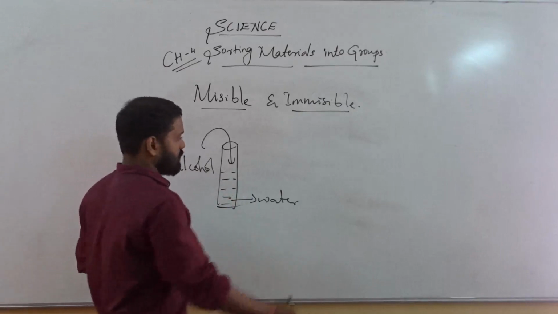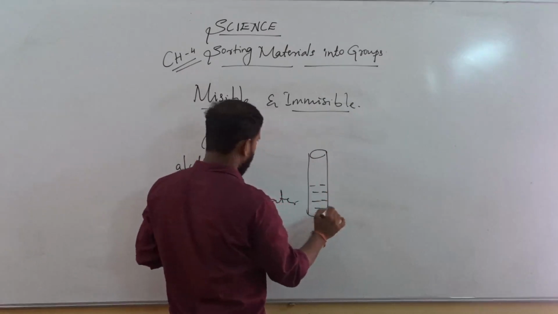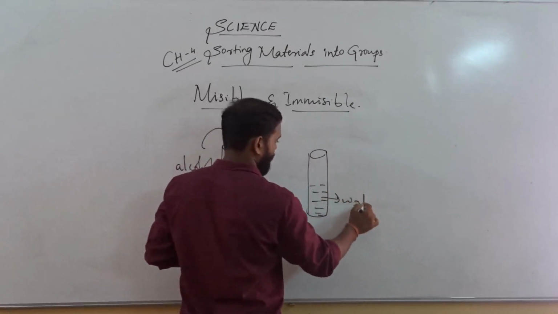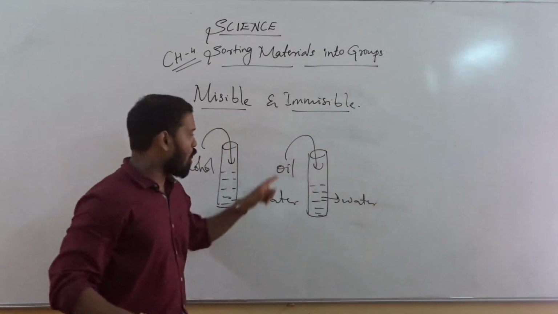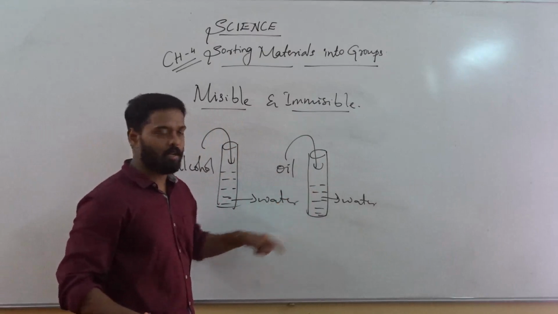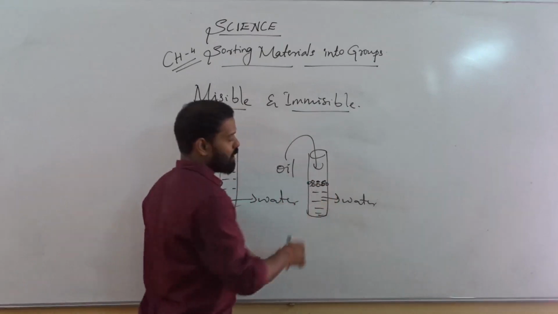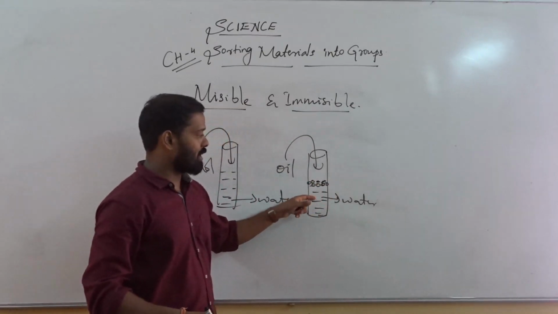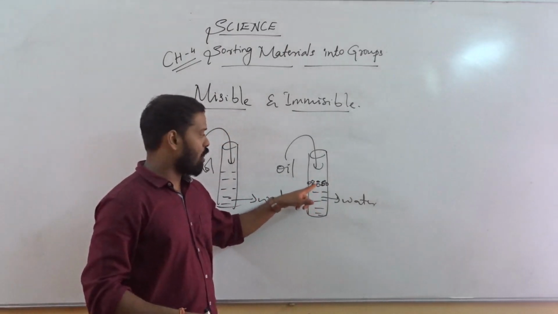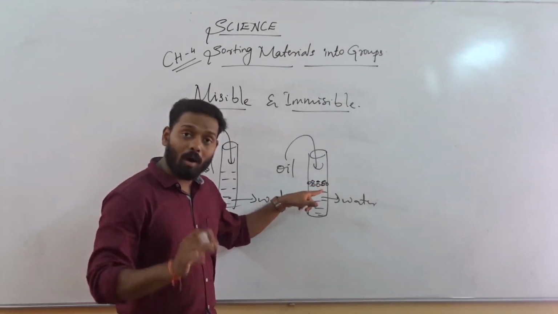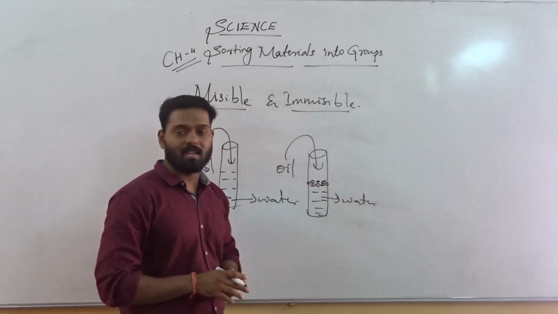Another test tube I am going to take. In this test tube, I am taking water. Along with the water, I am going to add oil. So now what will happen? Oil will not dissolve in it. An oil layer will be present, because oil density is different and water density is different. That's why oil is always present on top, because oil density is lower than water, so it stays on the surface of the water.